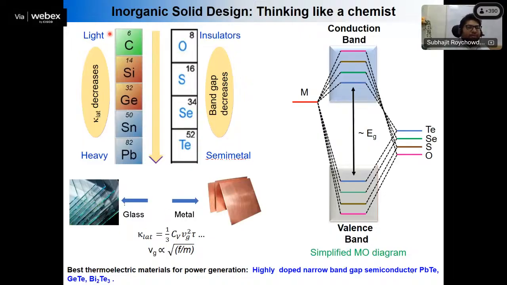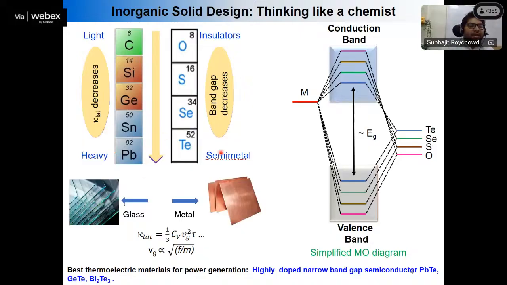Now if you move from top to bottom of the periodic table, you can see the mass of the atom will increase. That means they will be heavy. So they can act as a glass, because then they will vibrate less. So when electrons or heat are transferred, they can scatter more, and it will decrease the thermal conductivity.